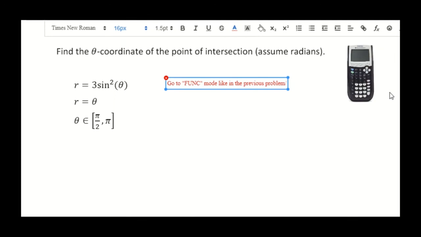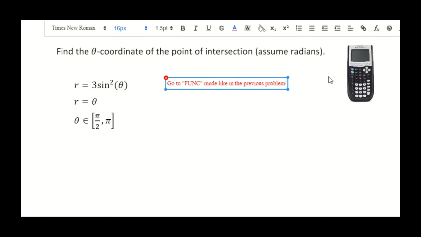And I'm going to look at the graph, and it looks like there's 3 sine squared theta, and there's the other one. So we're looking for this intersection right here. We're going to get theta right away. So I'm going to hit second calc, go down to intersect, enter, enter, enter, and there you go.